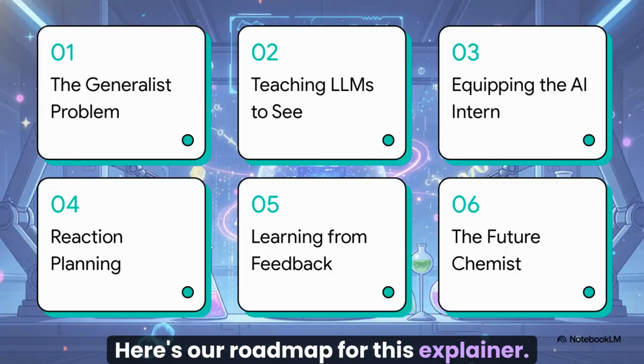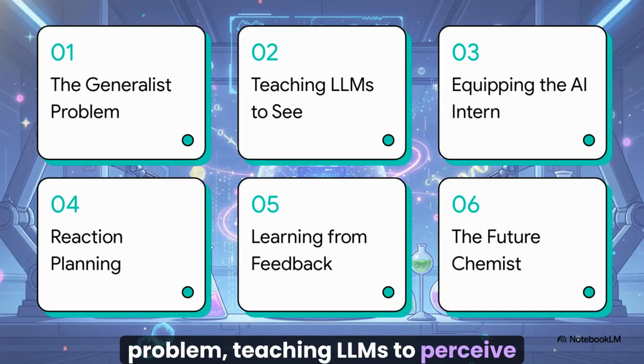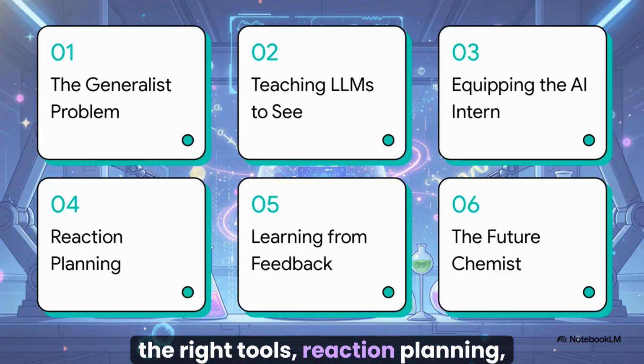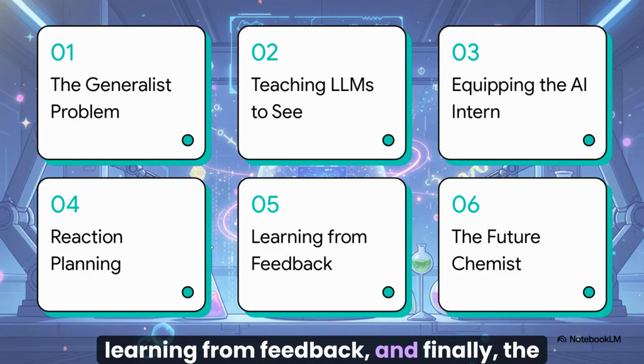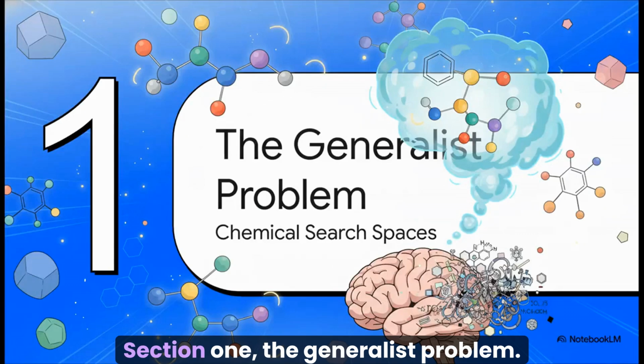Here's our roadmap for this explainer. We're going to cover the generalist problem, teaching LLMs to perceive multimodal data, equipping them with the right tools, reaction planning, learning from feedback, and finally, the future of the AI chemist. Let's get into it. Section 1.